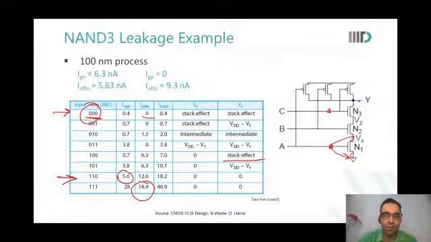Yes, sir. In the case of 0 1 1, we are getting VDD minus VT. So there is no stack effect, right? Okay. So what does this intermediate mean? What is intermediate A reflecting? You tell me, and just analyze it yourself and tell me.